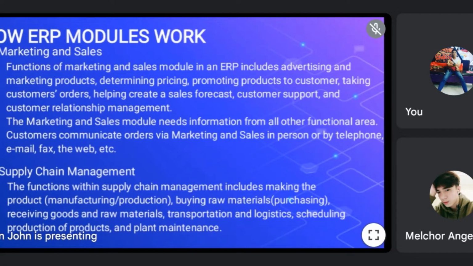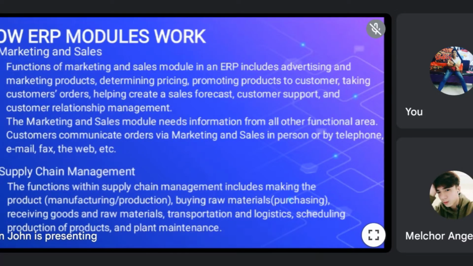And number 2, supply chain management. The functions within supply chain management include making the product, manufacturing, production, buying raw materials, purchasing, receiving goods and raw materials, transportation and logistics, scheduling, production of products, and plant maintenance.